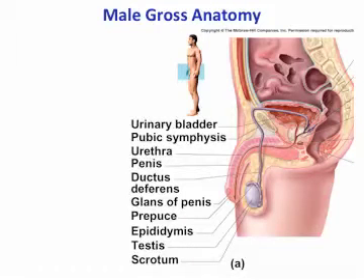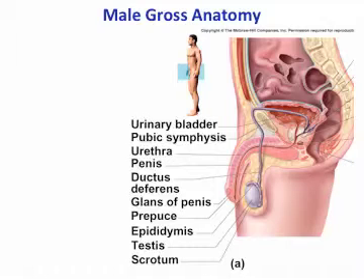So this is a mid-sagittal section through the pelvic cavity of the male. And again, we can see, if we start at the top of the list, there's the urinary bladder and the pubic symphysis, and then the urethra, and specifically that's the penile urethra, shows the penis, the ductus deferens, aka the vas deferens, shows the glans of the penis, and then the prepuce of the penis, which is also called the foreskin, which can be circumcised.